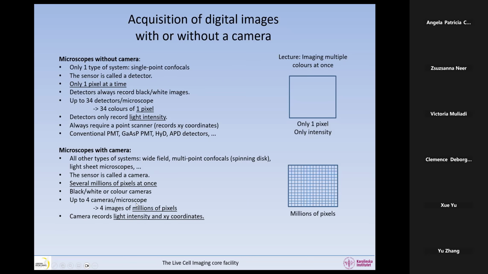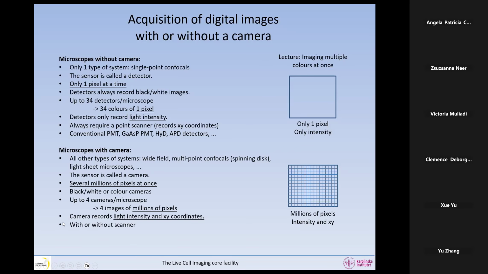In a microscope that works with a camera, it's the camera that records both the light intensity and the XY coordinates. Unlike for single point confocals, where the detector records the light intensity and the scanner records the XY coordinates. Okay, so that's the difference as well. The camera records intensity and XY coordinates.